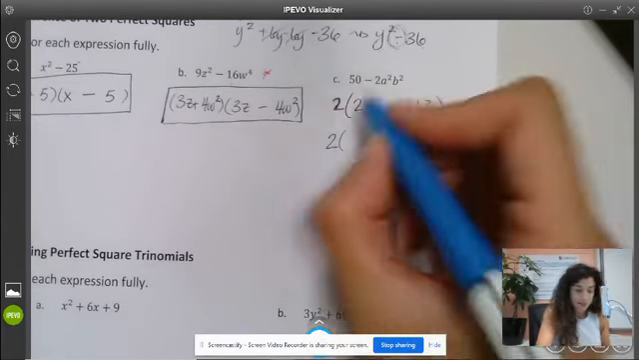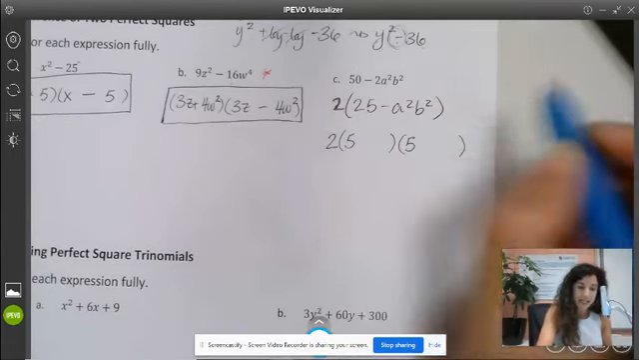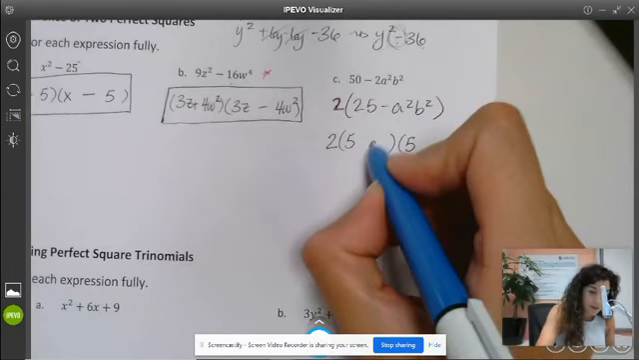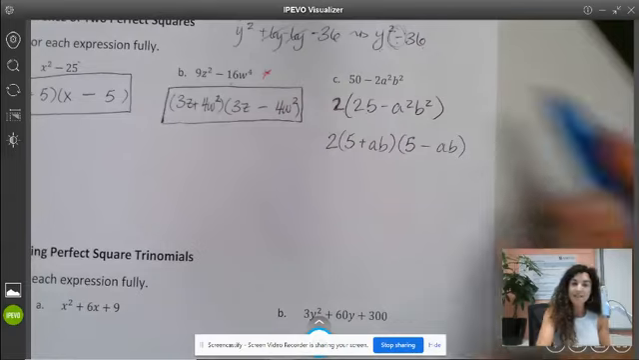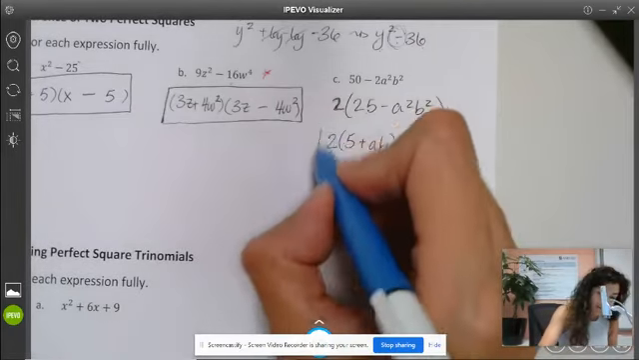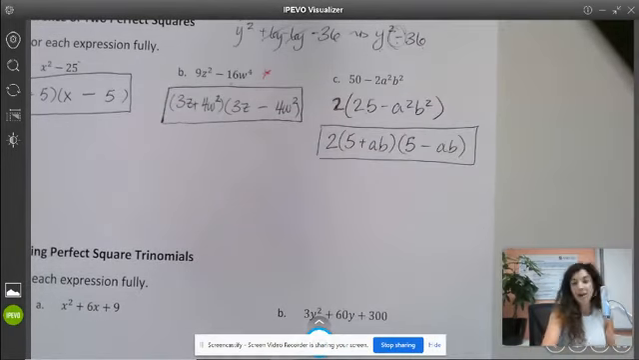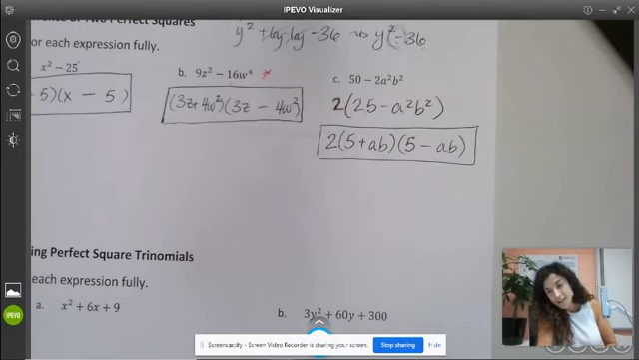So taking the square root of 25 will give us 5 at the beginning. Taking the square root of a squared b squared, we get ab, and then we just have a plus and a minus. You still have to keep the 2 in front because that's a crucial part of the original expression. If you got rid of it, now it would be a different expression.